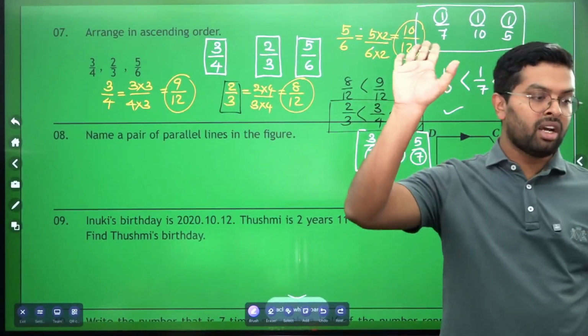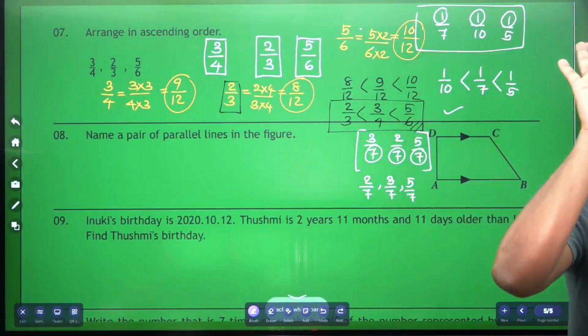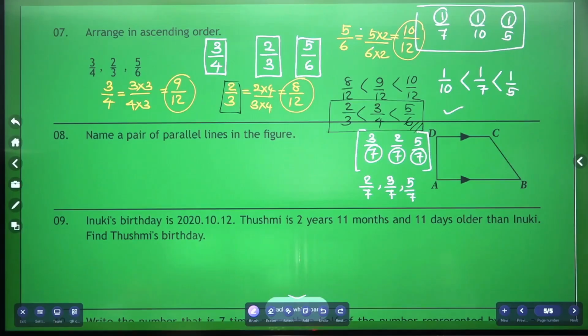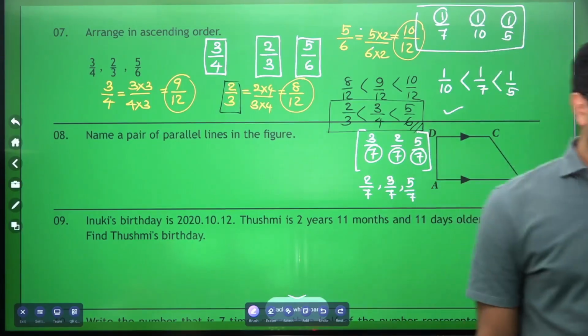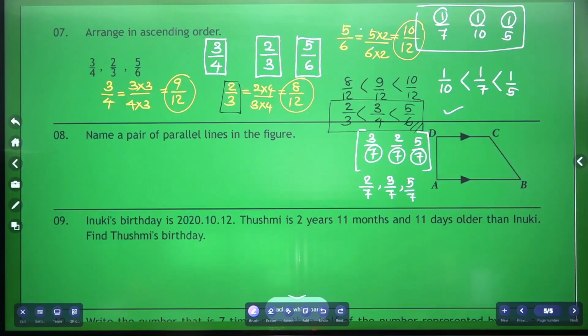Who got this correct answer? Very good. Very nice. Alright, kids, very good. Shall we move on to the next question then?